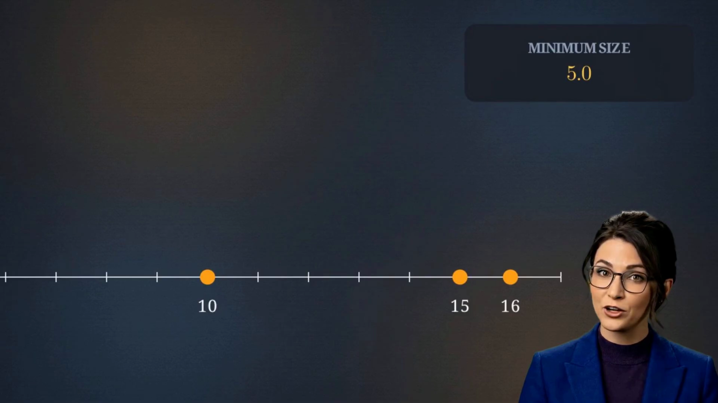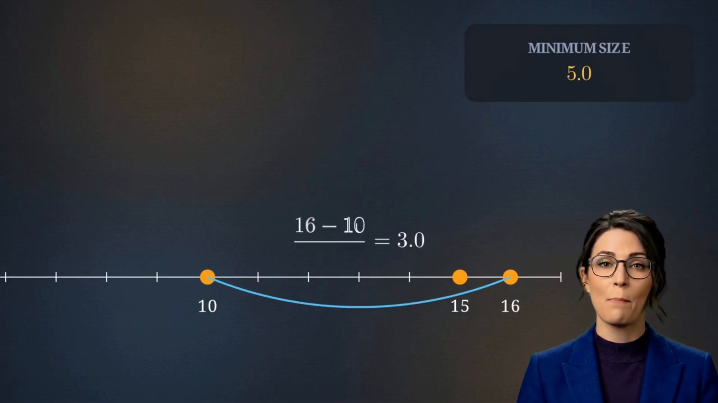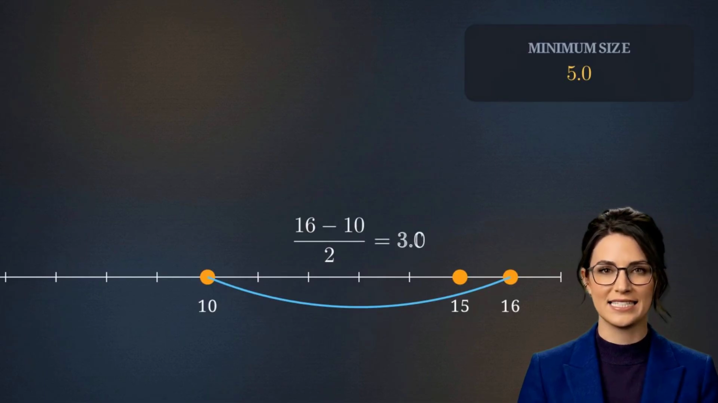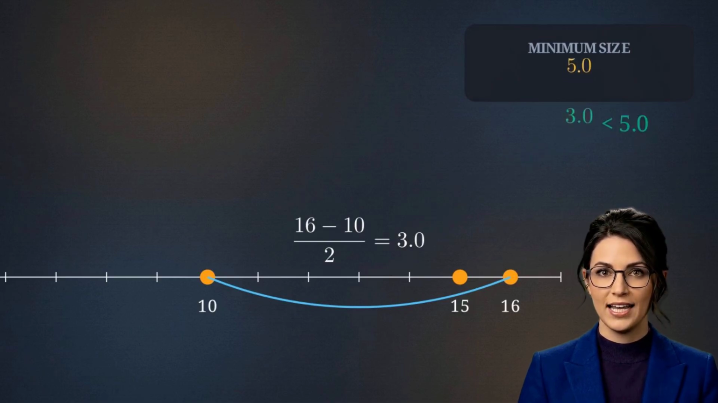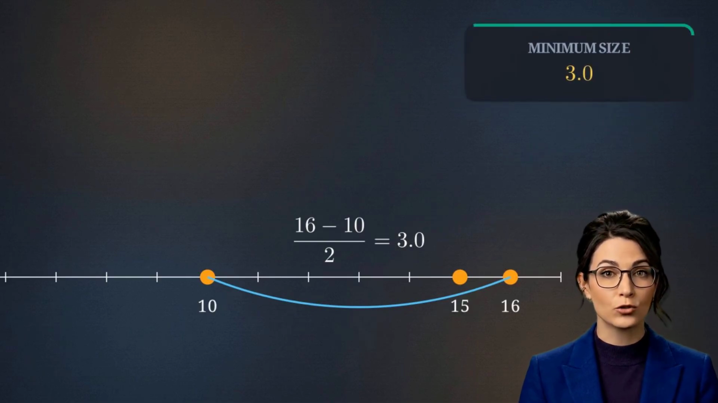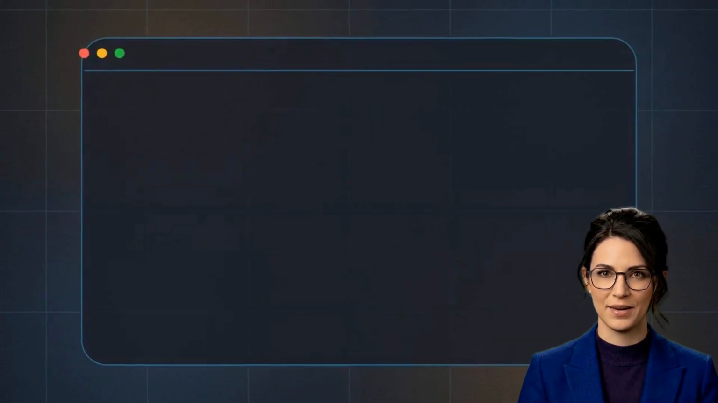We test our final village at 15. The right neighbor, 16, minus the left neighbor, 10, is 6. Divided by 2, we get 3.0. Since 3.0 is smaller than our previous 5.0, the scoreboard updates to our new minimum.